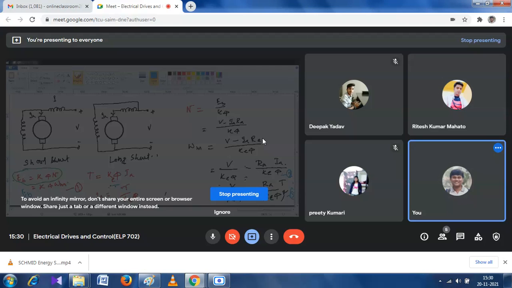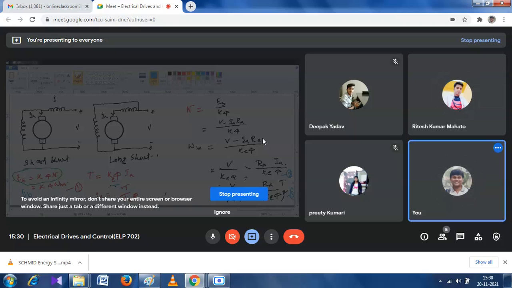So normally we don't vary the DC type voltage. So we make constant supply to DC type motor. So if the supply is constant, though the armature and field are in parallel in case of shunt motor, we can say the flux should be constant in case of shunt motor. Okay.